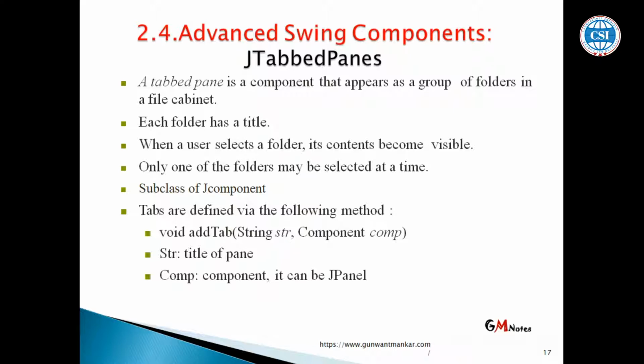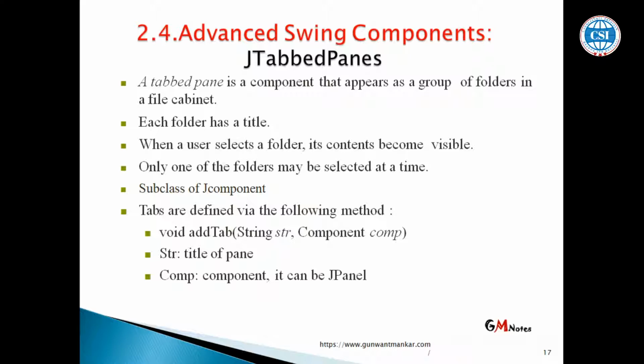That is the JTabbedPane. A tab pane is a component that appears as a group of folders in a file cabinet. Each folder has a title, just like we can create a computer department, mechanical department, or any other. When the user selects a folder, its content becomes visible. That I have told you. When we click on the CO department, it displays the information of the CO department, and we can create whatever tab panes we want. Only one folder can be selected at a time. That is the important thing.